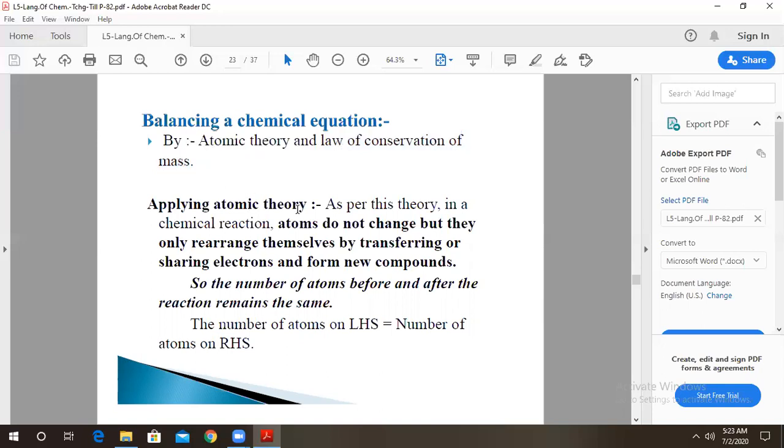Applying the atomic theory first, as per this theory, atoms do not change in a chemical reaction, but they only rearrange themselves by transferring or sharing electrons and form new compounds. So the number of atoms before and after the reaction remains the same. That means the number of atoms on the left hand side and the right hand side remains the same.